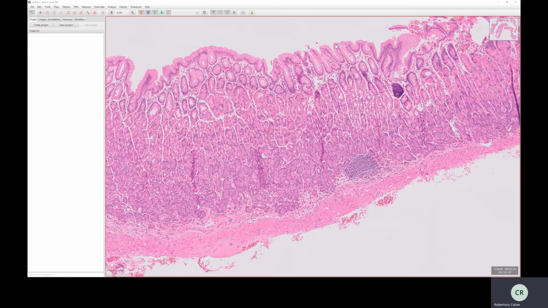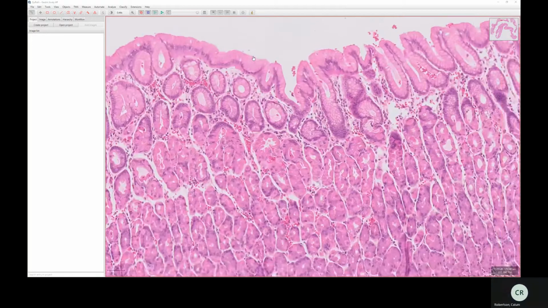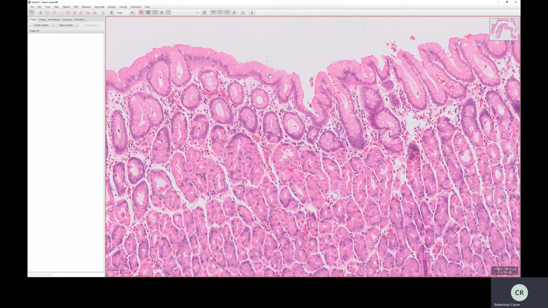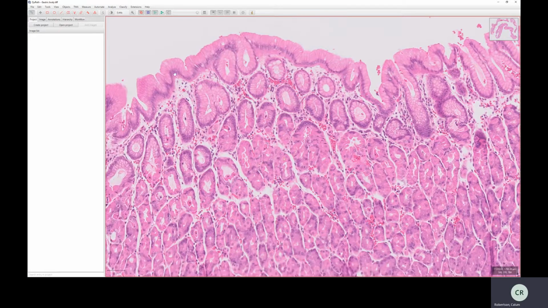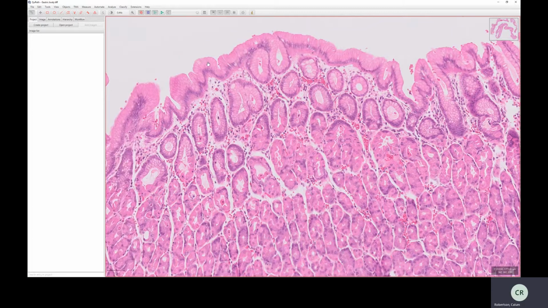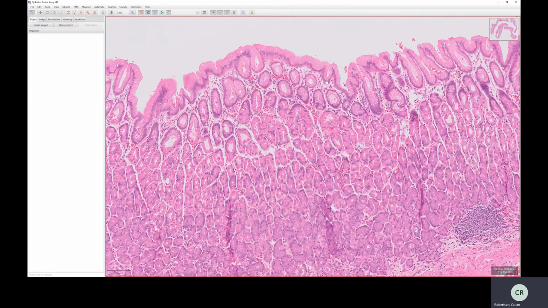The surface here is lined by simple columnar epithelium. It's a type of epithelium that secretes mucin. It's mucinous epithelium. We call that foveolar epithelium in this region. We've got basally located nuclei and lots of cytoplasm above them. These are mucus secreting cells. It's got a foveolar epithelium on the surface that secretes mucin.